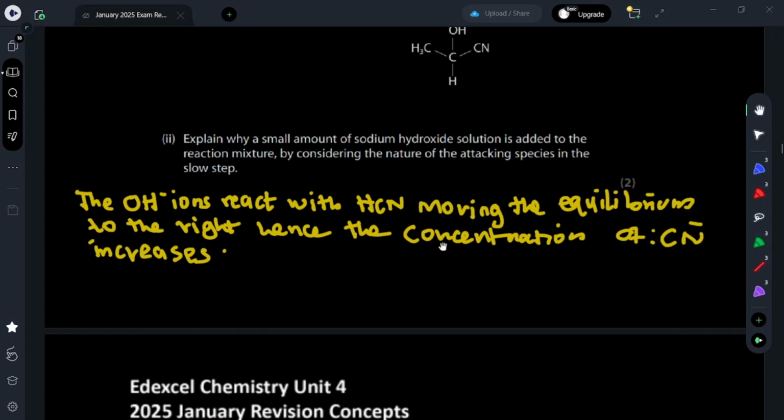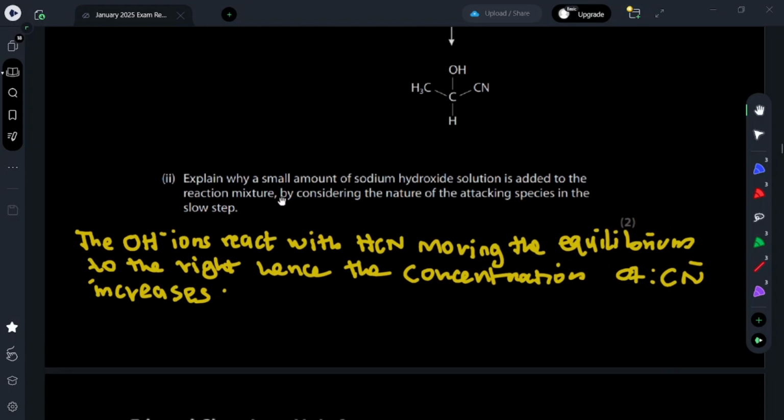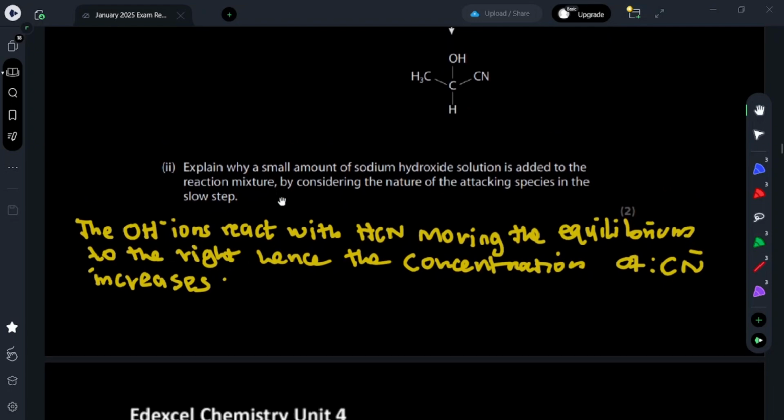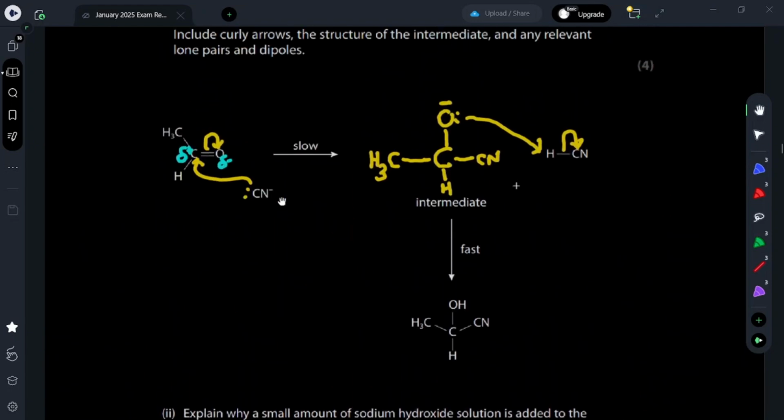So we have the next question. Explain why a small amount of sodium hydroxide solution is added to the reaction mixture by considering the nature of the attacking species in the slow step. We need to remember which slow step is and what it is going to form.